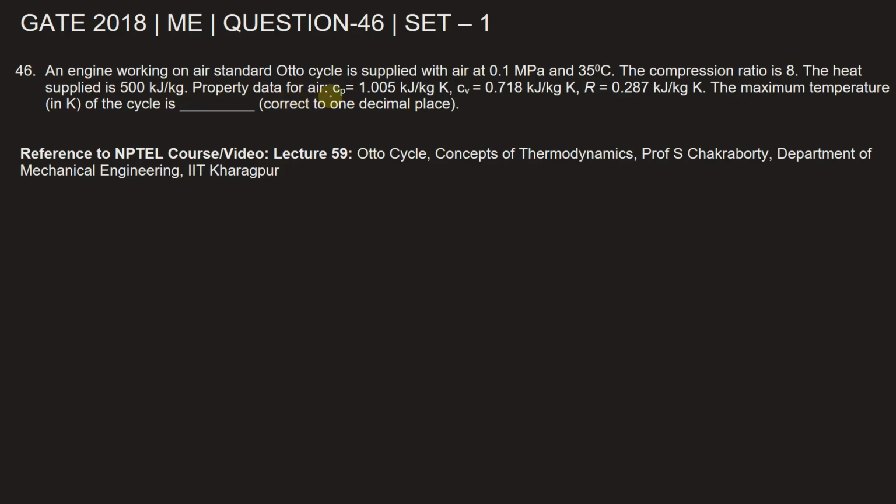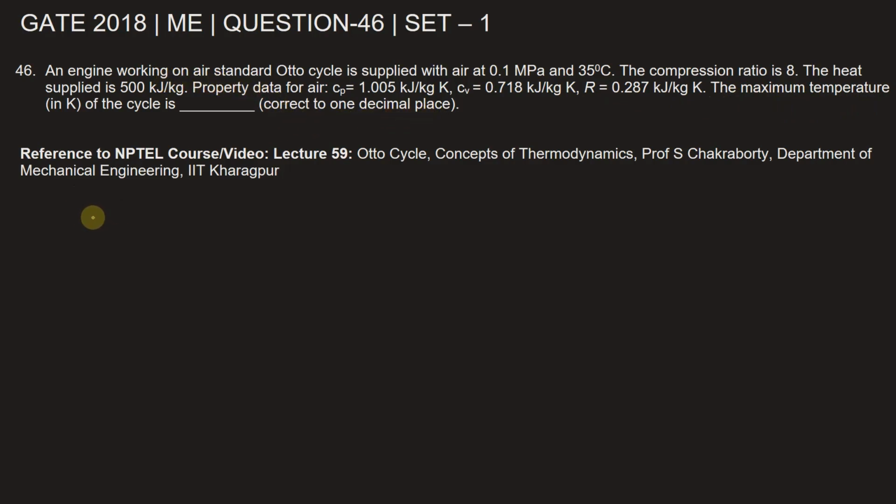Property data for air: specific heat capacity at constant pressure is 1.005 kilojoule per kilogram Kelvin, specific heat capacity at constant volume is 0.718 kilojoule per kilogram Kelvin, and the gas constant is 0.287 kilojoule per kilogram Kelvin. The maximum temperature in Kelvin of the cycle is, so here in this problem we need to find the maximum temperature of the cycle in Kelvin, corrected to 1 decimal place.